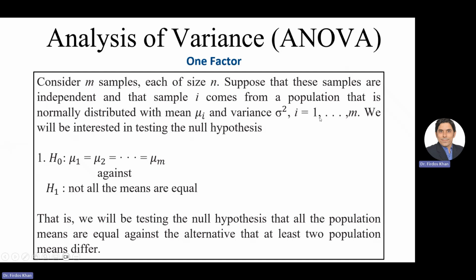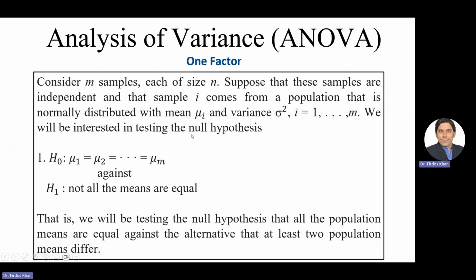So if this is sample 1, it is with mu 1, if sample 2 with mu 2, and if it's sample m, that is with mu m. The variance is common for all, and we assume that the variances are the same. This is given in the assumptions in the previous video.